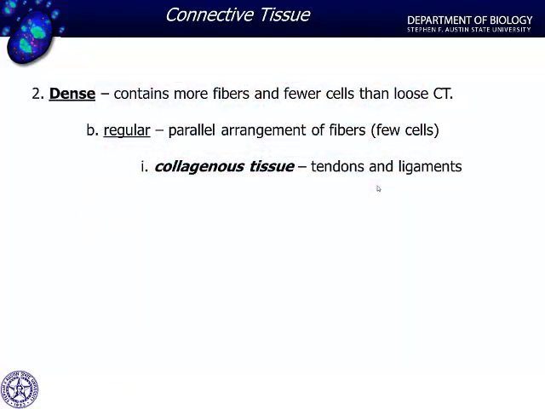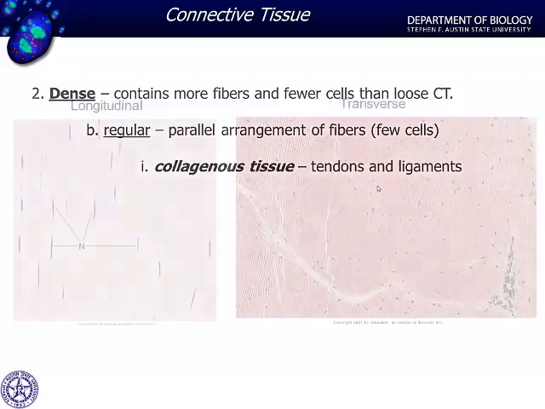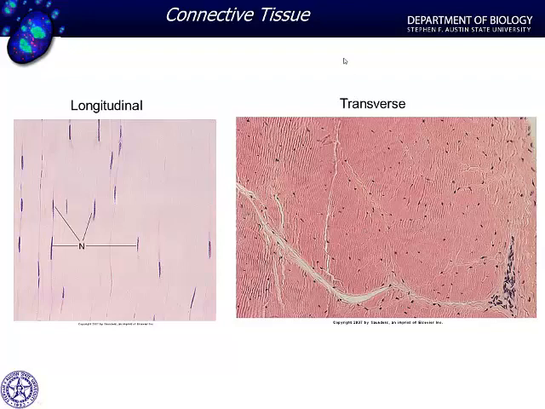Dense regular connective tissue, you're going to have even fewer cells than you saw with the dense irregular. And specifically, we're going to see this as ligaments and tendons. This would be our dense regular collagenous connective tissue. And when you look at these, you see no space whatsoever. This is a longitudinal section through tendon, and you can see these elongated nuclei. These are our fibroblasts, and really no space whatsoever. In tendon and in ligament, you're going to see very little, if anything, in the way of blood vessels, really nothing in the way of nerves.